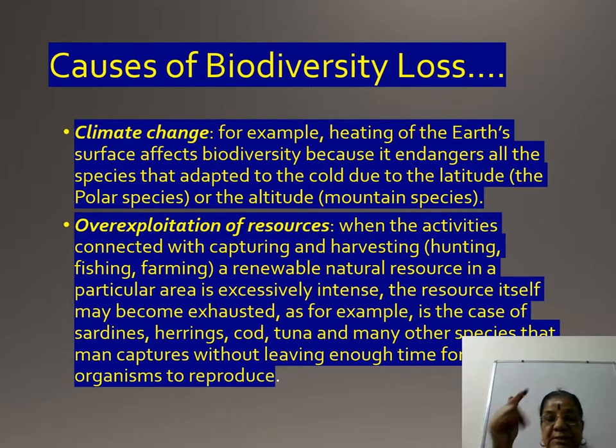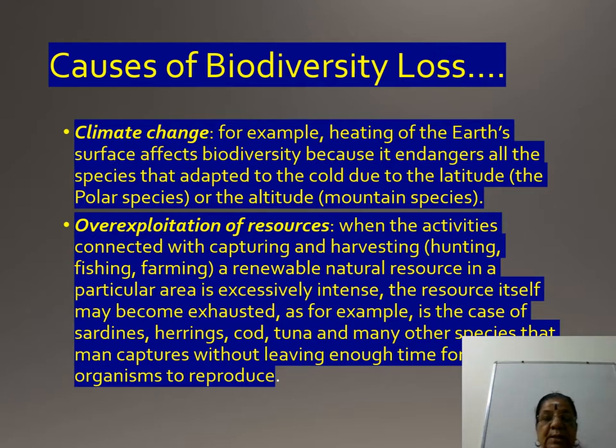Global warming, first climatic change naala global warming varudhu. Adutha over exploitation, when the activity is connected with the capturing and harvesting, that is hunting, fishing and farming, the land, and so on. Deforestation panrathaala appo ella biodiversityum destroy aagudhu. A renewable natural resource in a particular area is excessively intense. The resource itself may become exhausted.